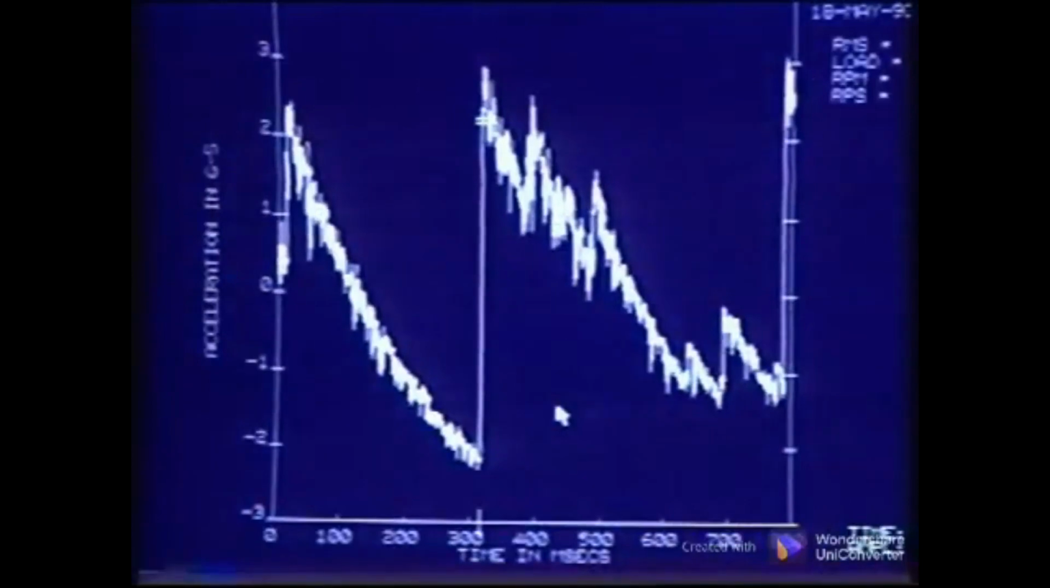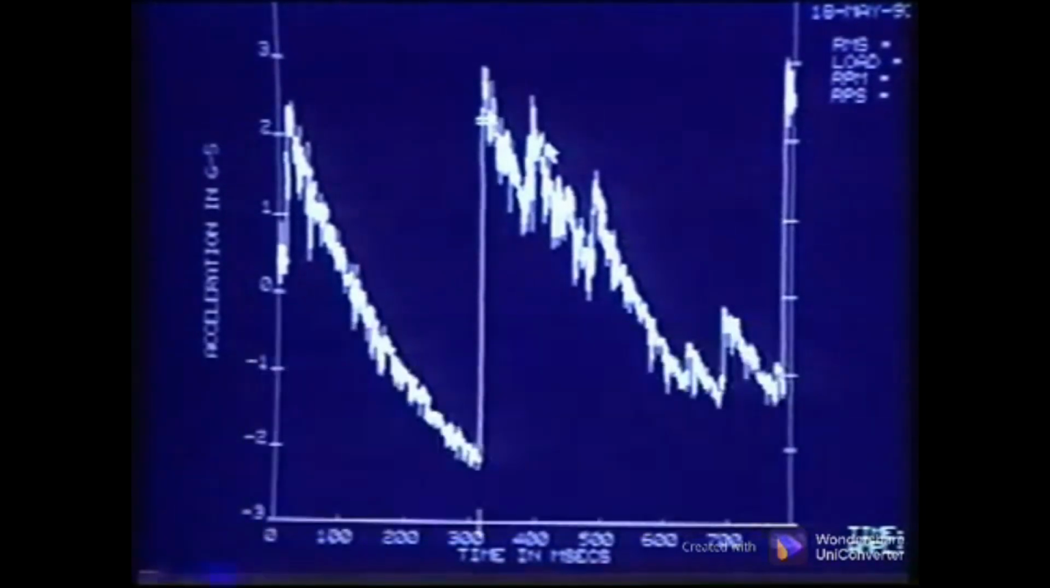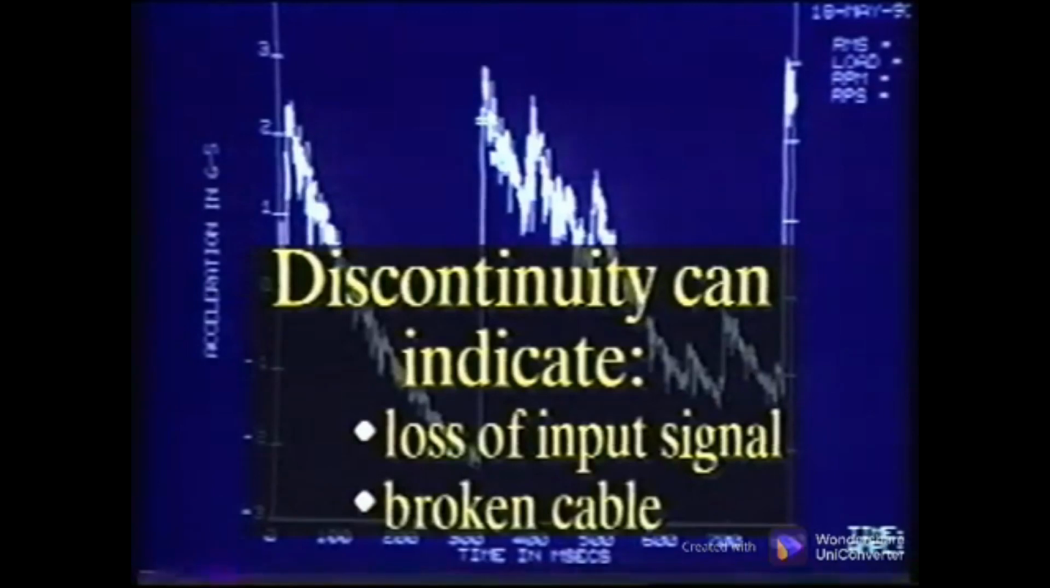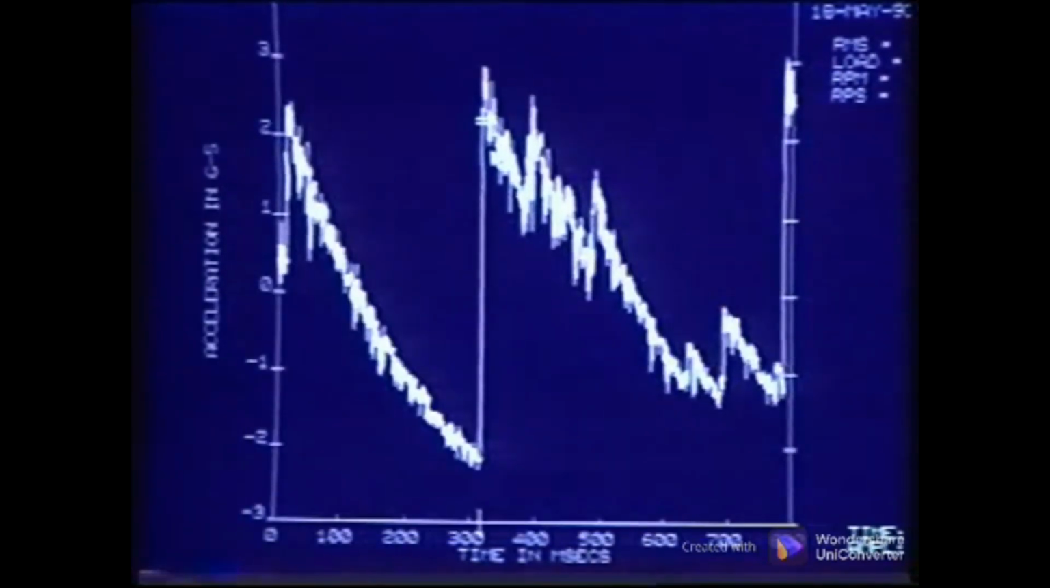This waveform is very unconventional and indicates specific conditions. Remember that this is a digitized waveform, and the stored information is actually dots. The lines simply connect the dots. This means that as the waveform data was being sampled, something changed abruptly in either the machine or the instrumentation. Data with discontinuity usually indicates a loss of the input signal. In this case, a sensor cable had broken, causing the intermittent signal and the radical change in the data.